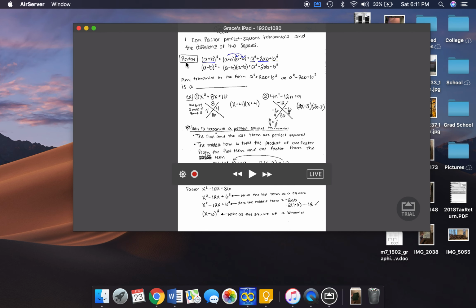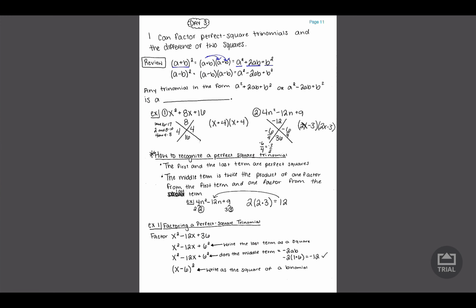Alright, hopefully it's on. Alright, so any trinomial in the form of a squared plus 2ab plus b squared, that just means the first term squared, the last term squared, and then in between is the two terms multiplied together times 2. So if it ever looks like that, it is a perfect square trinomial. You could just put perfect square. It's a perfect square trinomial.